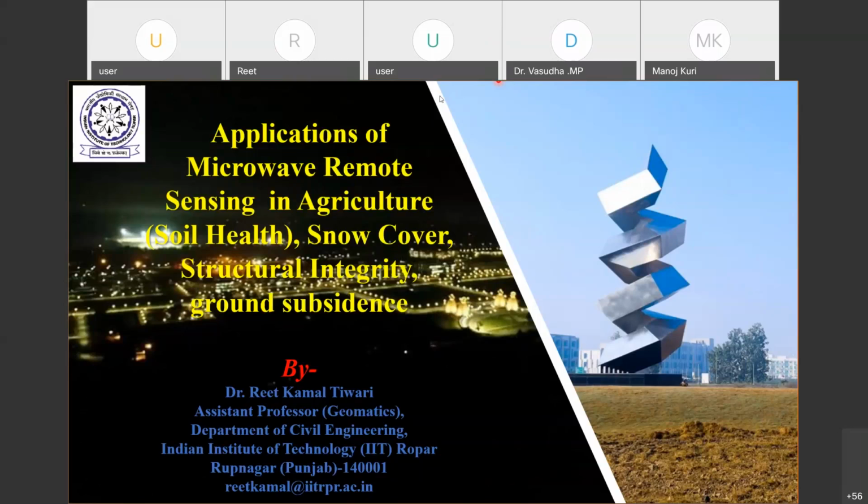Hello. Good afternoon, sir. Sir, if we want to do rice or paddy classification at the field level, will it be sufficient if we go with Sentinel-2, that is the optical data, or do we need to go for Sentinel-1, that is the SAR data?